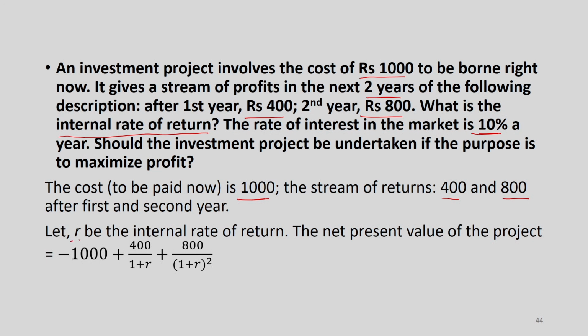Now, let us suppose R is the internal rate of return that we have to find out, right? That is the first question. Now, if R is the internal rate of return, then what is the net present value in this case? As we have seen in the last problem, the net present value is found out in the following manner. We look at the cost, which is 1000 rupees to be borne right now, that is coming as a negative entry here, and then we are looking at the present value of the incomes which are occurring in the future. So, the negative entry is the cost, the positive entries are the present values of the incomes. We are looking at the difference.